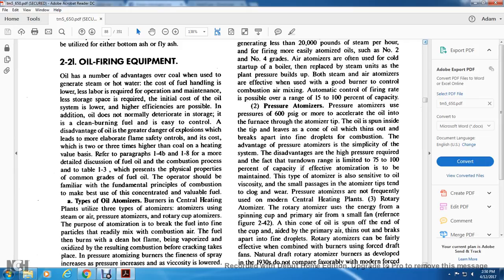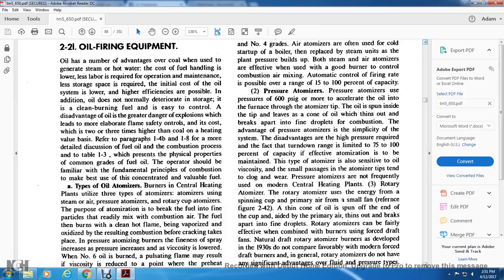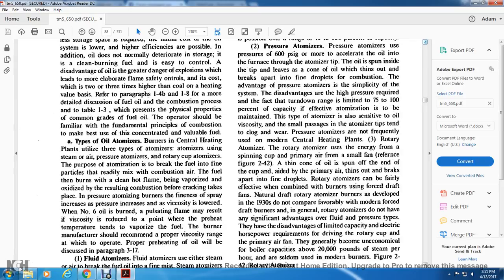A disadvantage of oil is the greater danger of explosion, which leads to more elaborate flame safety controls and costs, which are higher than for coal heating. For more detailed discussion, refer to the relevant paragraphs. Fuel oil and the combustion process: Table 13 represents the physical properties of common grades of fuel oil. The operator should be familiar with the fundamental principles of combustion.